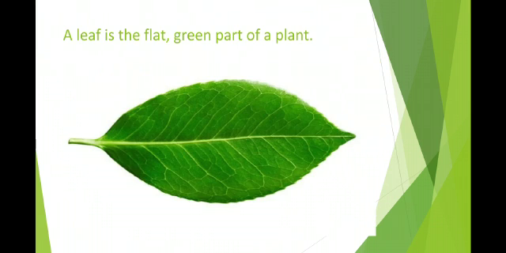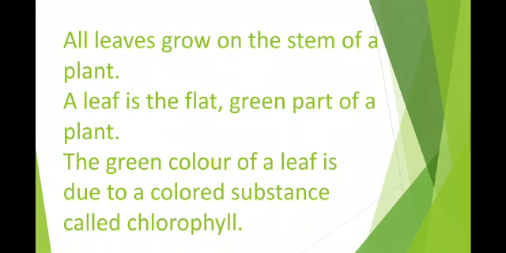So, what is a leaf? A leaf is the flat green part of a plant. Now you can see in this picture, it is a leaf and you can see it is a flat part of a plant. All leaves grow on the stem of a plant.